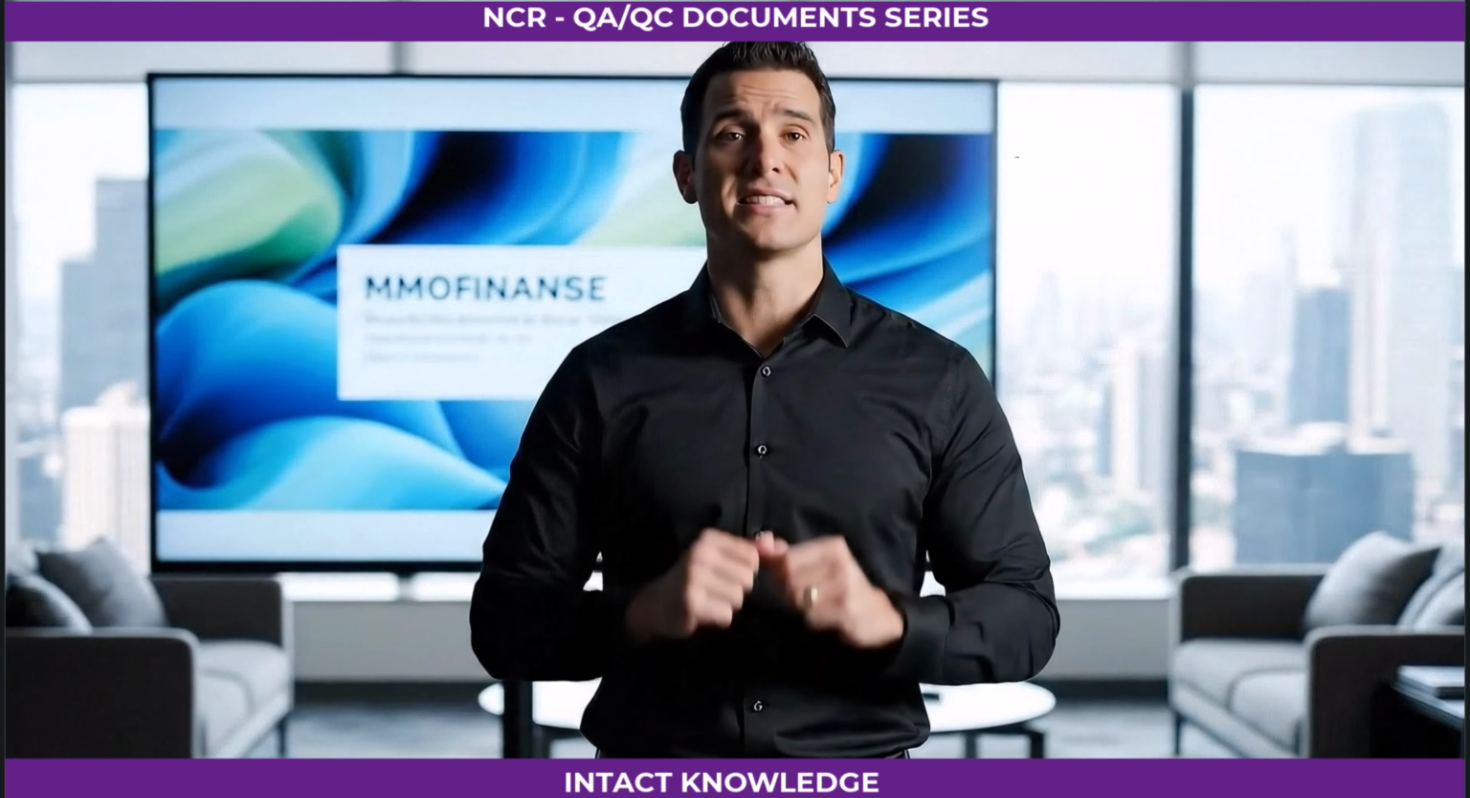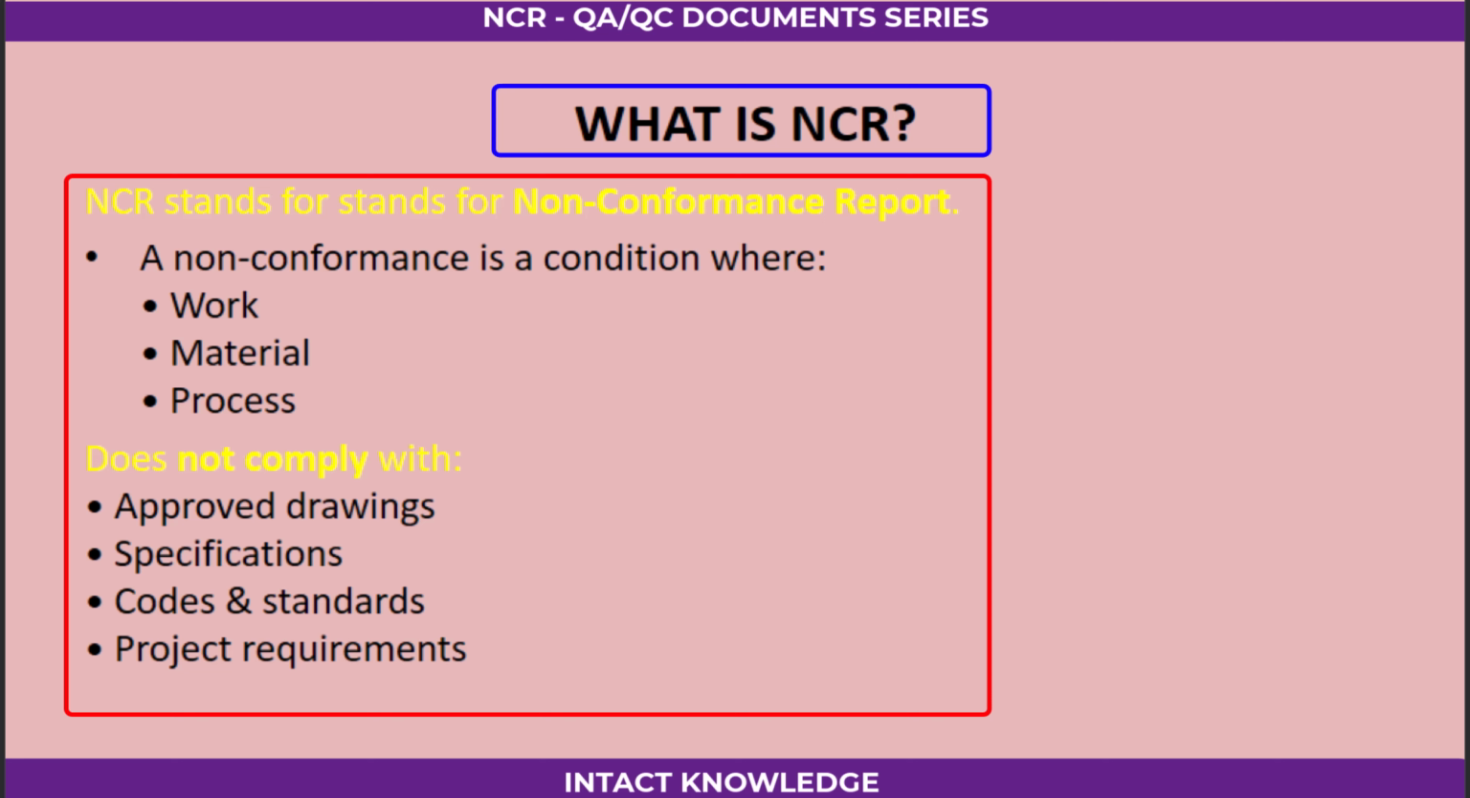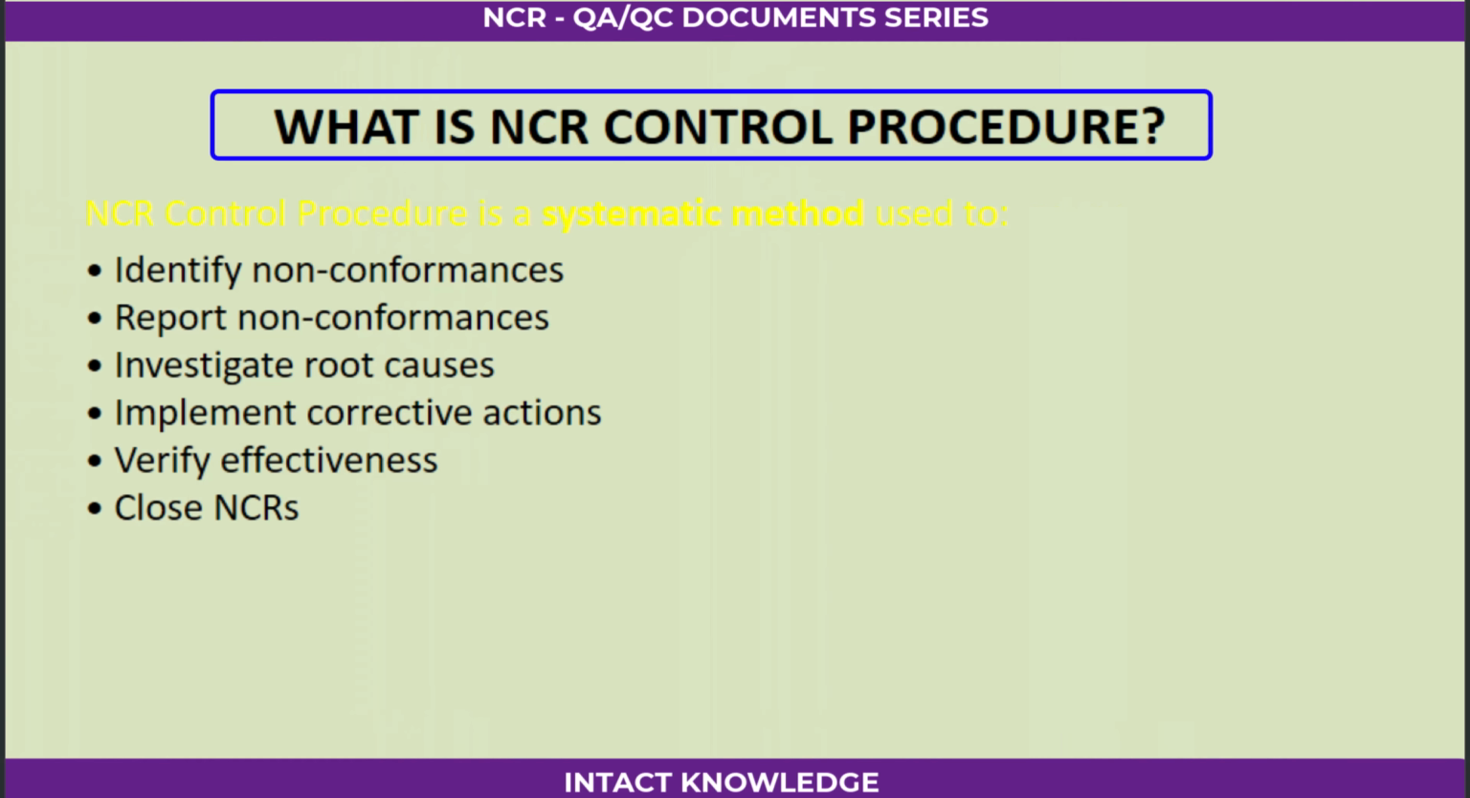Let's start with NCR. What is NCR? NCR stands for Non-Conformance Report. A non-conformance is a condition where work, material, or process does not comply with approved drawings, specifications, codes and standards, or project requirements. What is NCR Control Procedure?